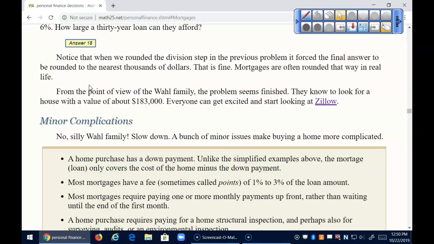So, it seems like we're done. If shopping for a house was as easy as shopping for most things, then yeah, let's look for a $183,000 house. Problem is done. Everyone know about Zillow?